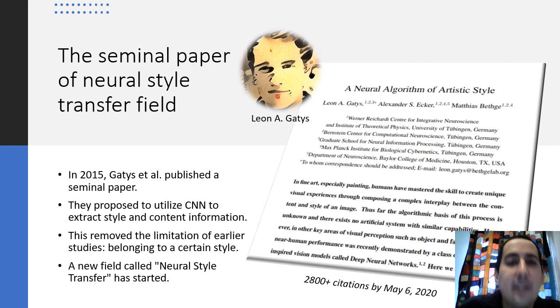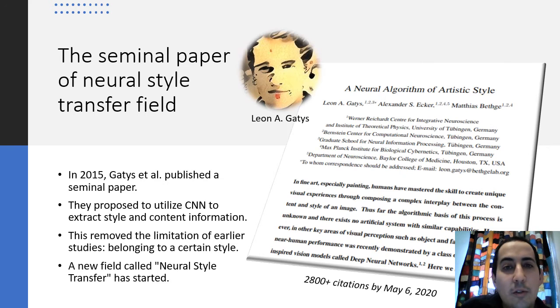Leon Gatys, currently working at Apple, et al. published a fundamental paper in 2015 claiming that convolutional neural networks (CNNs) can be used to extract both artistic style from an artistic image and content information from a photograph. These two can later be combined to produce images that look like drawn by an artist, like Monet or Picasso.